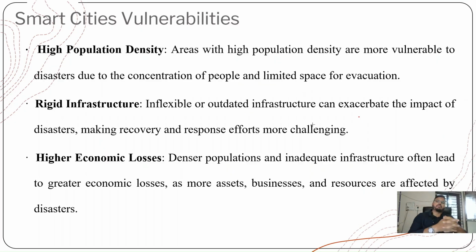Now, what are smart city vulnerabilities? There are three important factors identified as vulnerable in terms of smart cities. First is high population density, rigid infrastructure, and higher economic loss. It is found that areas with high population density are more vulnerable to disasters due to concentration of people and limited space for evacuation. Rigid or sometimes outdated infrastructure can exacerbate the impact of disaster, making recovery and response efforts more challenging. The denser the population and the more inadequate the infrastructure, the greater is the economic loss. They are directly proportional to each other.